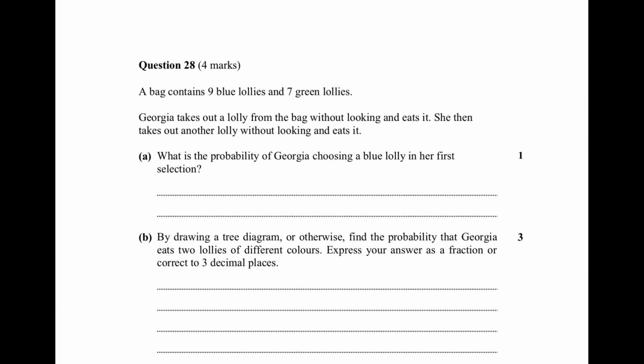Question 28. A bag contains 9 blue lollies and 7 green lollies. Georgia takes out a lolly from the bag without looking and eats it. She then takes out another lolly without looking and eats it. What is the probability of Georgia choosing a blue lolly in her first selection? Well, this is straightforward. We've got 9 blue, 7 green, there are a total of 16 lollies. What is the chance of her just selecting a blue? And it is 9 out of 16.